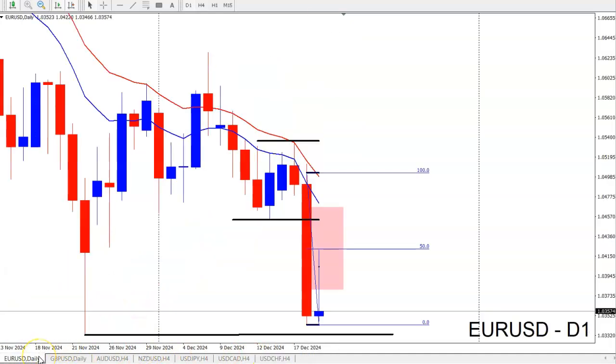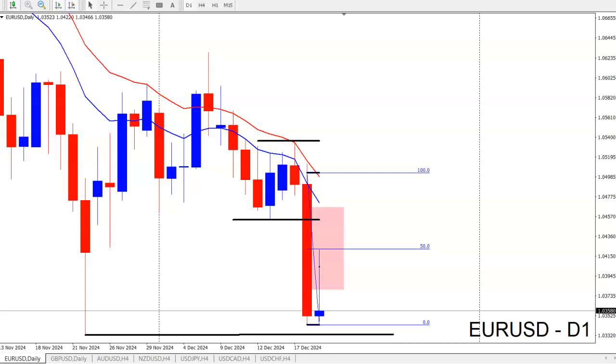So Euro US dollar, first of all, we have to always start on the higher time frames. Daily and 4-hour time frames are showing the real picture of the market, the real structure, and therefore you have to use them in your trading. This is very necessary. And on the daily, this is what we saw today before we started trading the day.